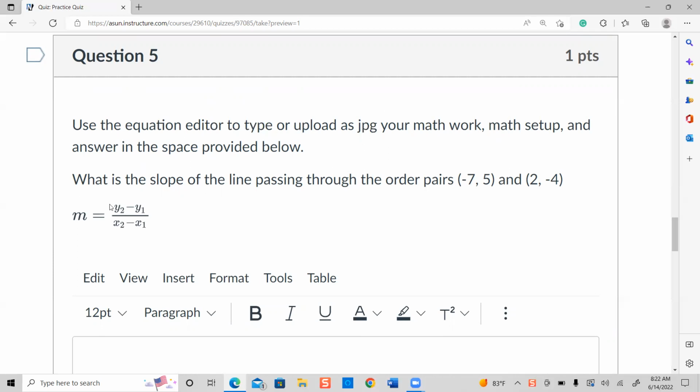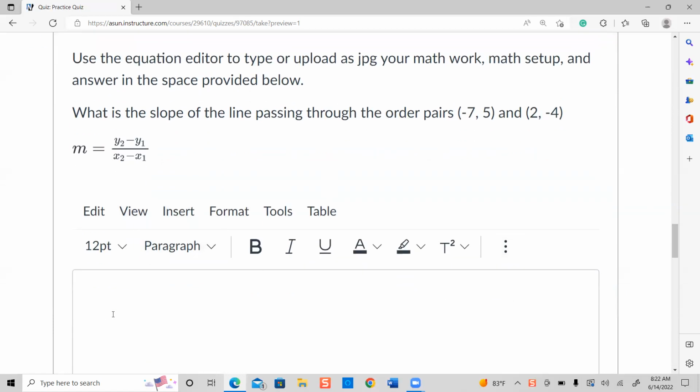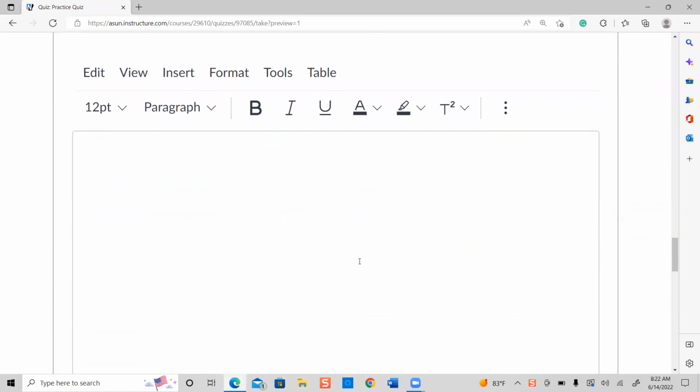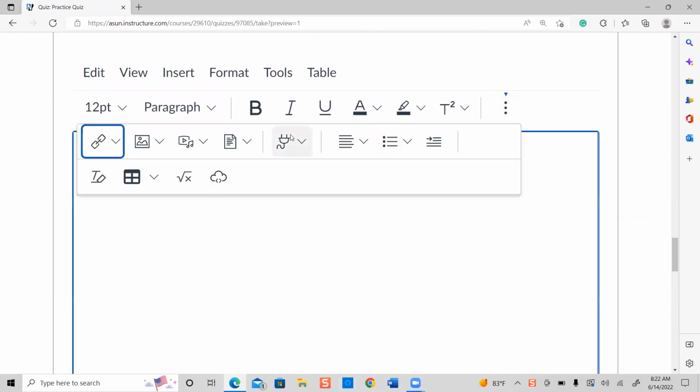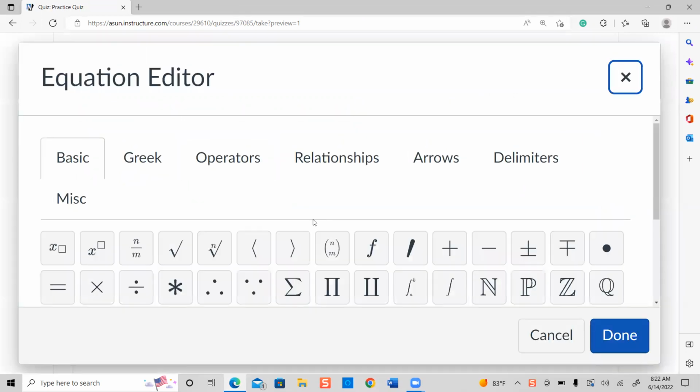So I got this formula given to me. It says, what is the slope of the line passing through the ordered pairs? So I'm going to write down the ordered pairs just because when I open the equation editor, I may not be able to see it again. So let's go to the equation editor. You notice here, this box has this setup. This means that I can click on the 3 dots, click on this square root.